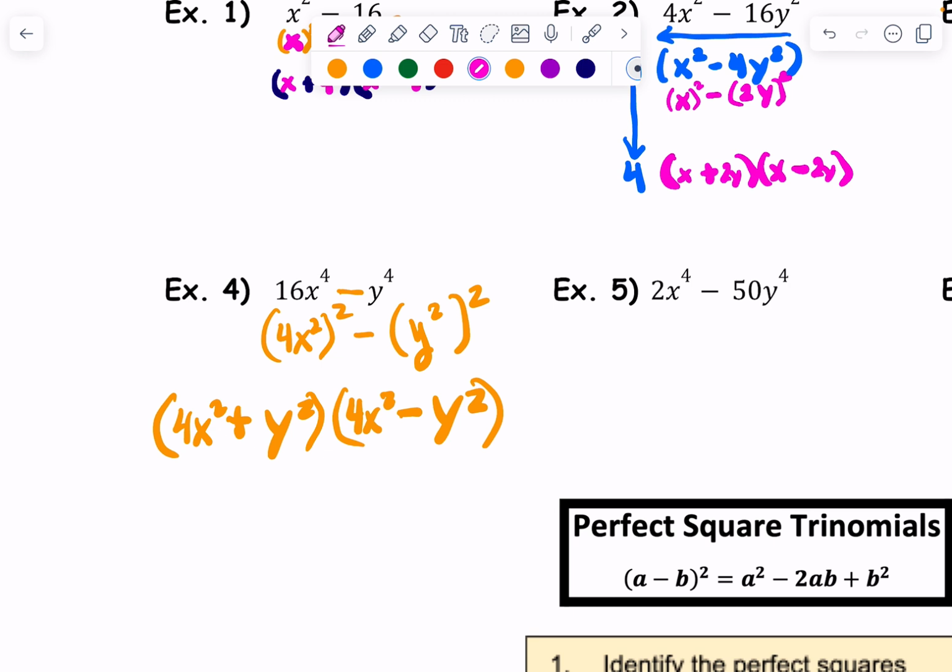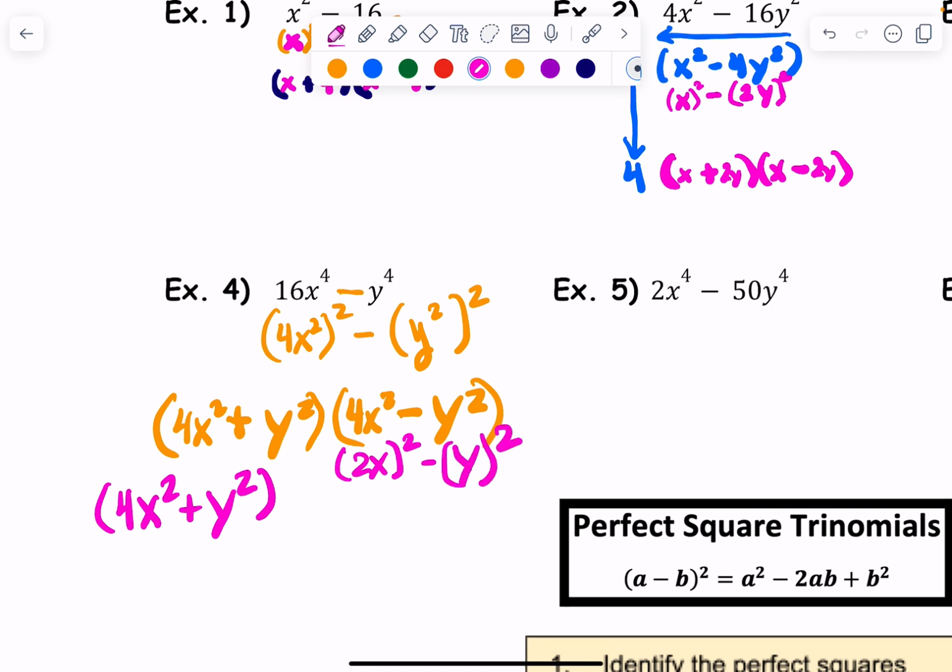Now, what we're going to do is we're going to put 4x squared plus y squared, because it is going to still be a factor. But we are going to identify that this is really 2x squared minus y being squared, and we do have the difference of two squares. So actually, let's move this down a little bit to give us a little bit more room.